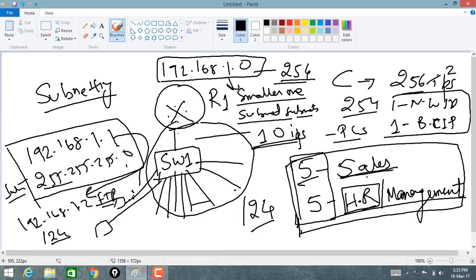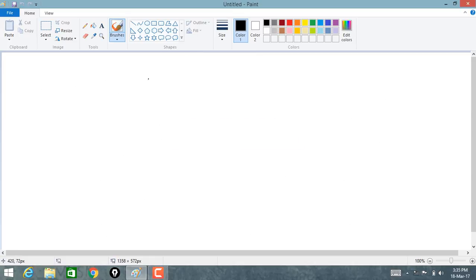They can directly ping the router and go outside wherever they want. Suppose here is one more router connected to the ISP. They will be able to use the ISP, but management will not be able to access or communicate with sales. So what was the criterion? 5 PCs for sales and 5 PCs for management.